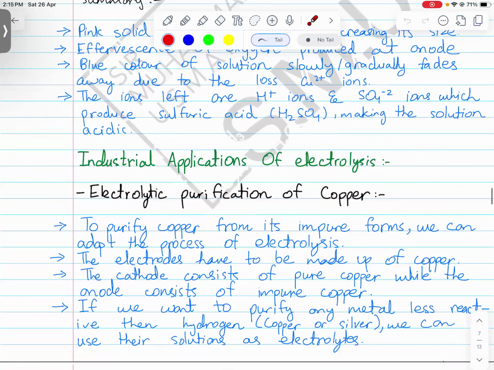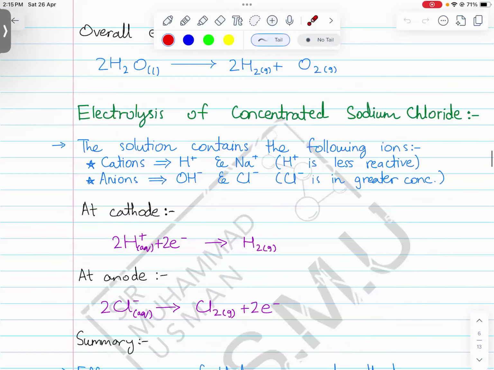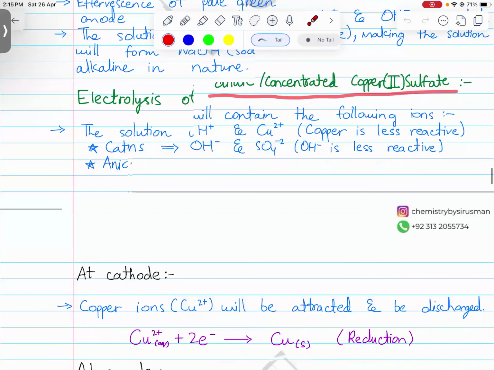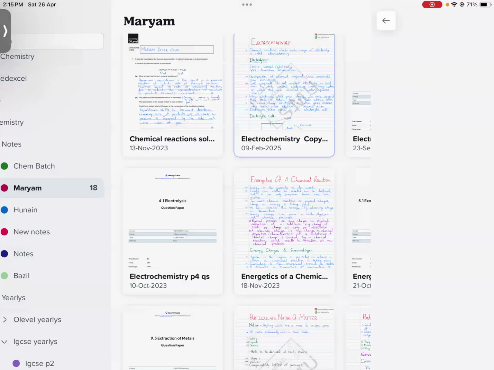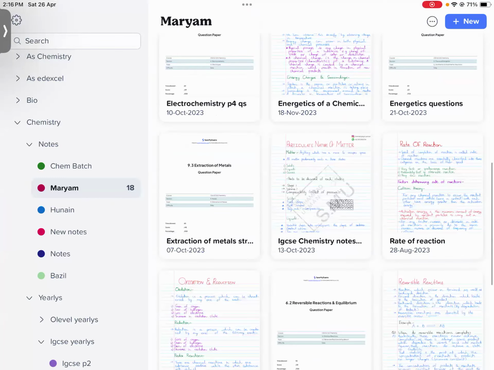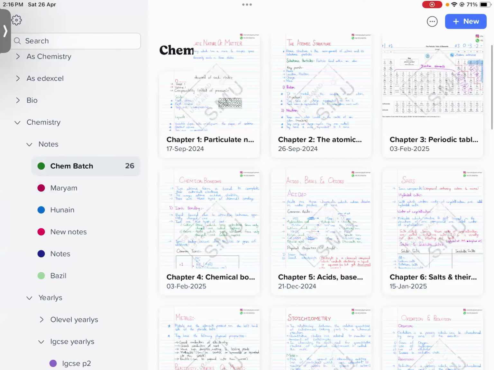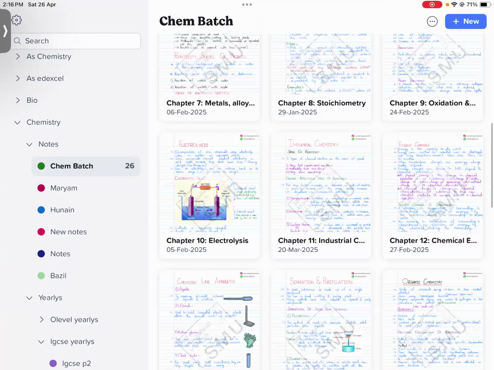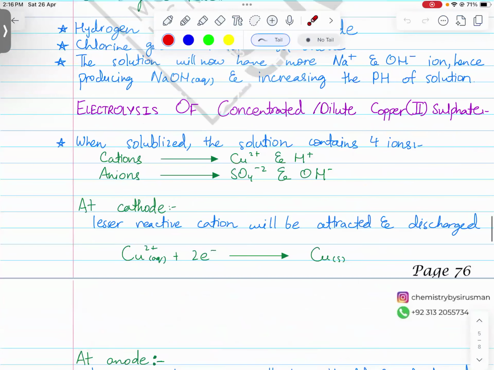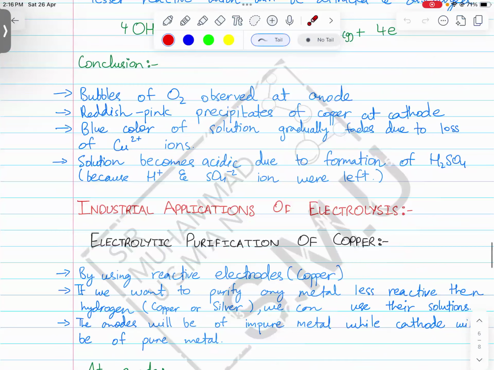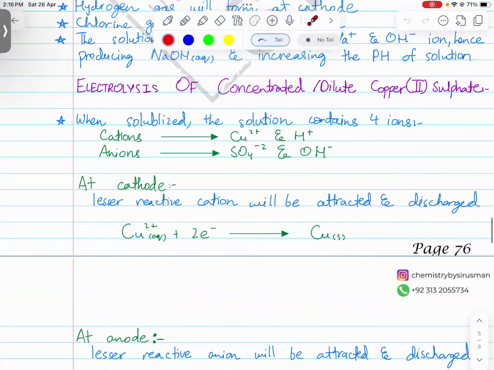Now, if we use copper sulfate, here, electrolysis of dilute concentrated copper sulfate, the equation. Okay, so I have not drawn the diagram in this one. Let me see if I have drawn the diagram in the other electrochemistry notes that I have. One second. If I have, then it will be great. If I have not drawn over there either, then I'll have to draw it and show you. Okay, so it seems I have not drawn it over here as well.